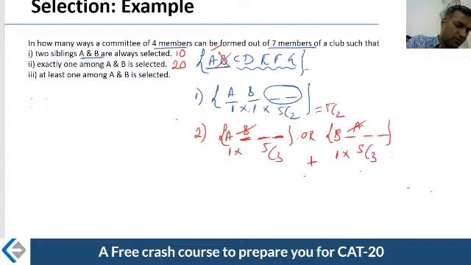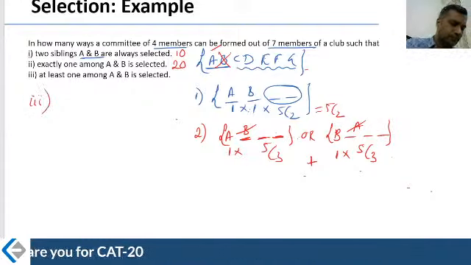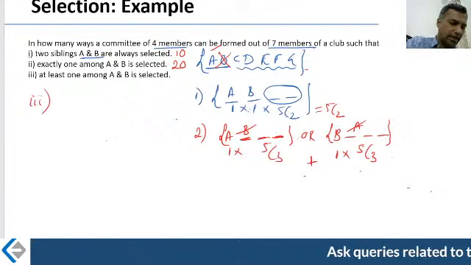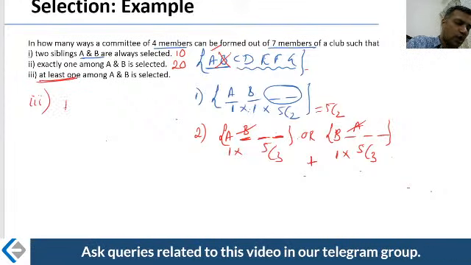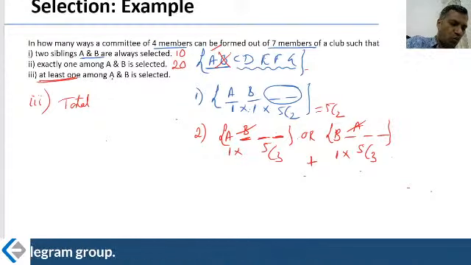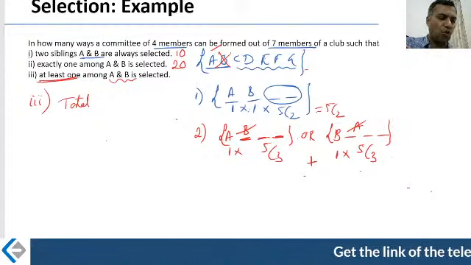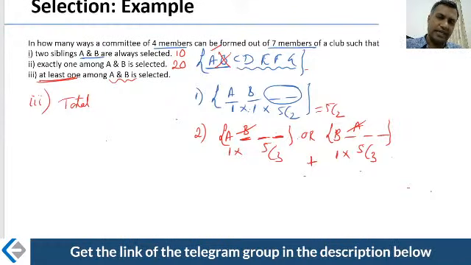Hey, what about the third one, friends? At least one. I told you right now, whenever you get this at least one, think total. I'm not saying that 100% it will be useful, but whenever at least one comes, the best way to tackle is total minus something. What is something? At least one among A and B is selected. That means A is selected, B is not selected, or B is selected, A is not selected, or both A and B are selected.